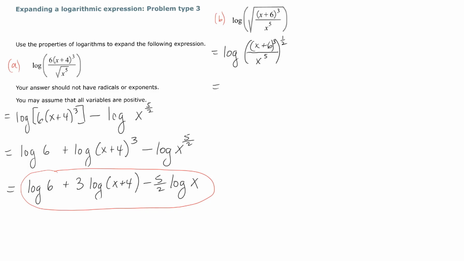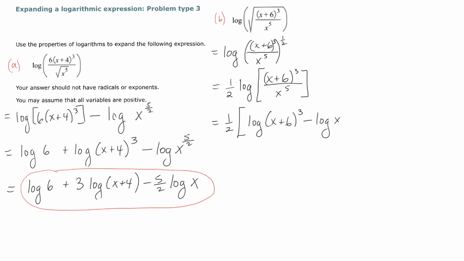What are we going to do now? We're going to bring that 1/2 to the front. And we have a log of x plus 6 raised to the 3rd over x to the 5th. And now this looks like the other problem in part A. The log of a division problem is going to be a difference of logs: log of x plus 6 raised to the 3rd, minus log of x to the 5th.